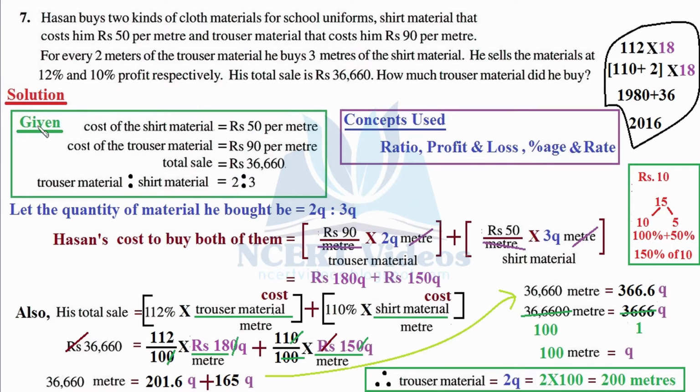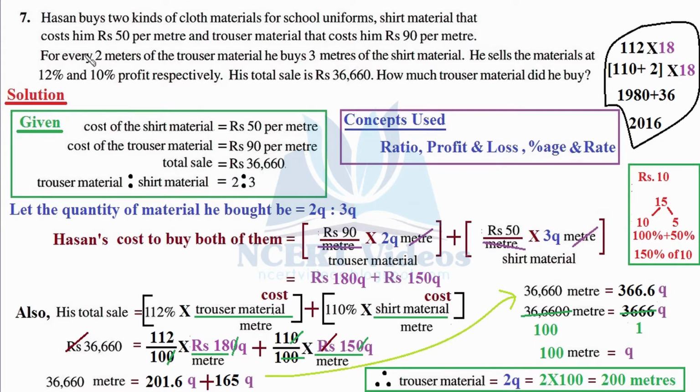So we shall write this in our solution in the given portion. It says cost of the shirt material equals rupees 50 per meter. Here we are writing the rate. That is, for every meter, 50 has to be spent in order to buy shirt material by this seller, whose name is Hassan. Also, the same line says, cost of trouser material that he spends is rupees 90 per meter. All clear till this statement?